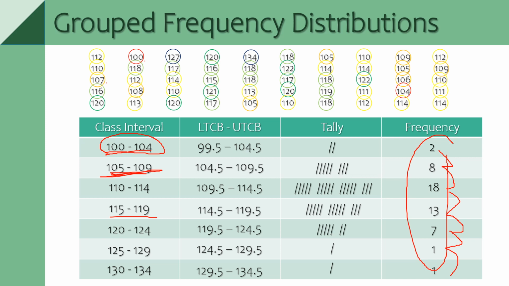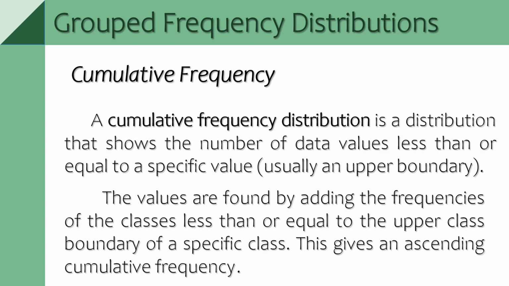Oh, mali yata ako. So 2 plus 8 plus 18 plus 13 plus 7 plus 1 plus 1, so that is equal to 50. Okay, so kompleto tayo. Ayan na ang ating group frequency distribution table. Okay, so ngayon, let's construct the cumulative frequency.